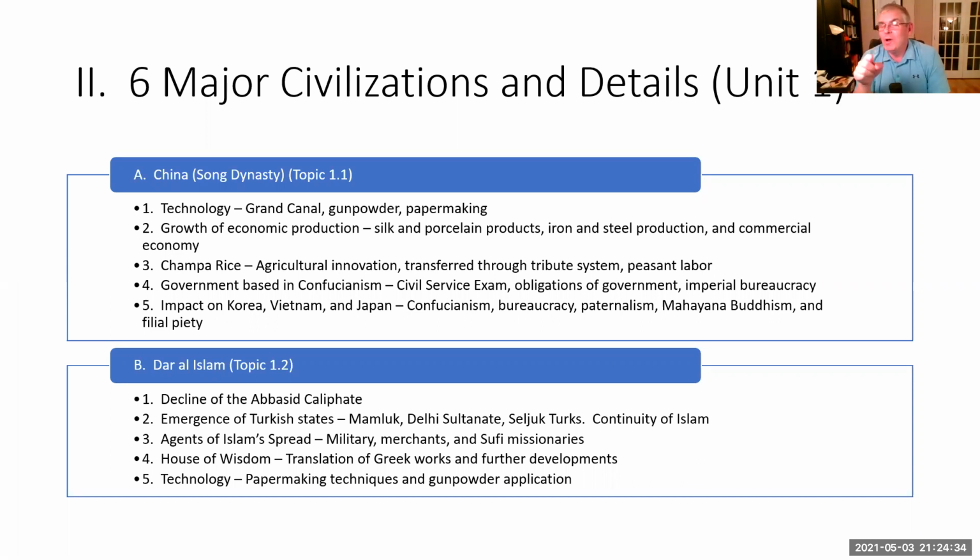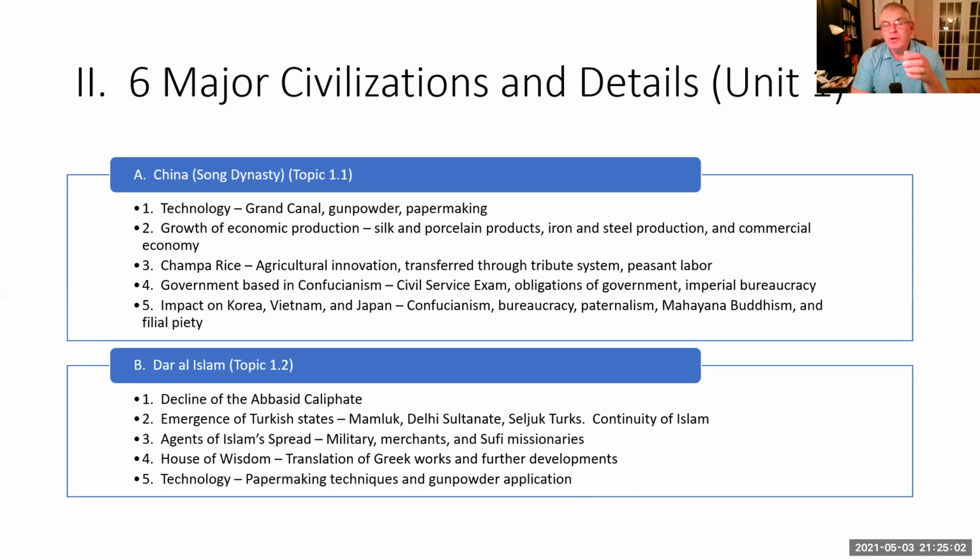Merchants are going to be a big one. Merchants are why Islam makes its way into Indonesia. Merchants are why it's going to make its way into West Africa. And then Sufi missionaries, they're very important to the spread of Islam throughout Southeast Asia and into South Asia. One of the things the Sufi missionaries are really good at doing is incorporating local beliefs and local practices in with their approach or their brand of Islam.